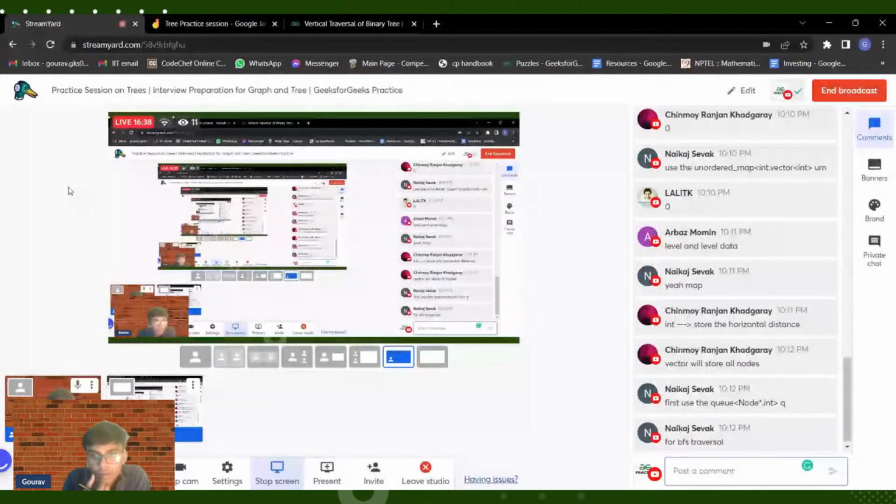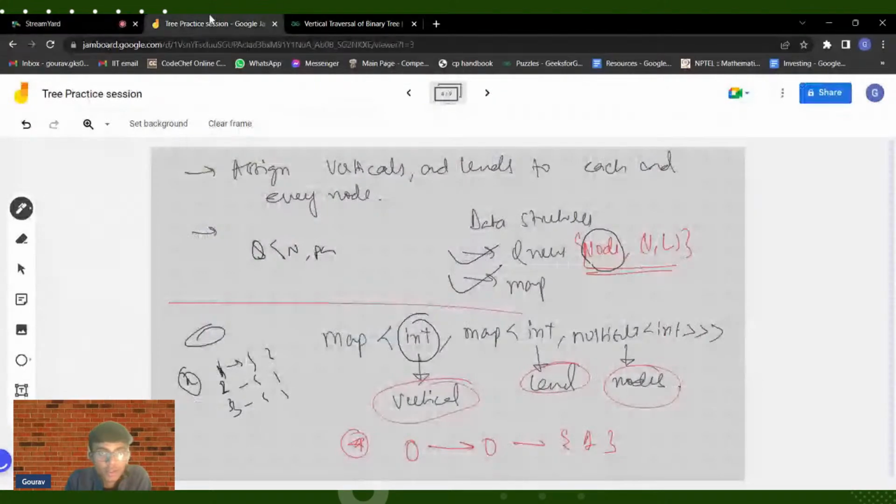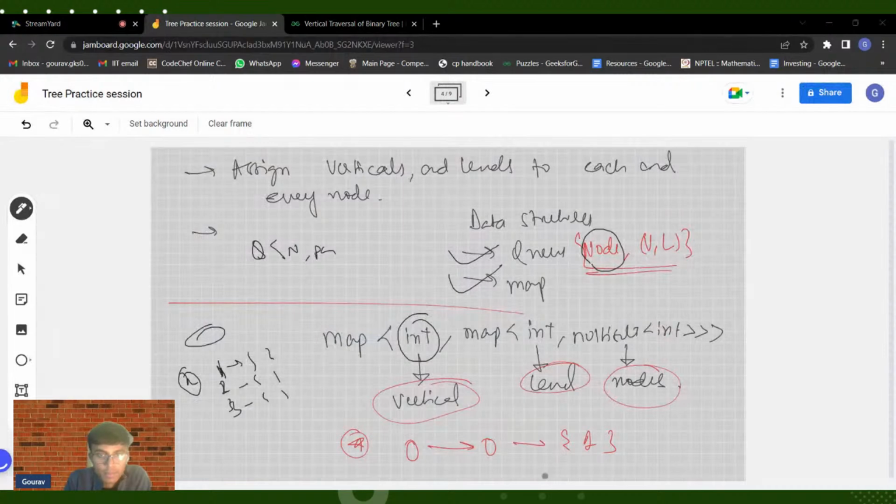Chinmay, any doubt? Any Nikach? Yeah, we will be doing BFS traversal only, Nikach. More specifically, you can call it level order traversal, because we are actually using the concept of level order traversal to solve this, and just taking care of some fancy data structures to implement the logic.